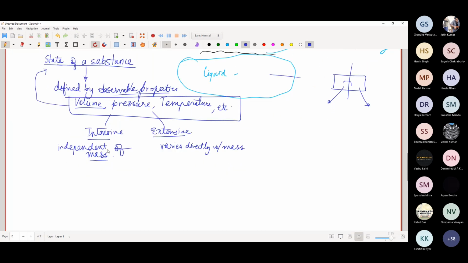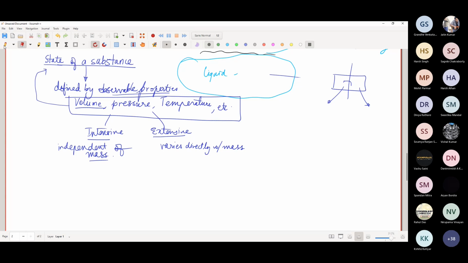Now, throughout our studies, you will also see a very popular trick. If you have an extensive property, so obviously mass is an extensive property. Why is mass an extensive property? Because mass obviously depends on mass. So how do you convert an extensive property into an intensive property? Divided by unit mass. Divided by volume, right? Well, the inverse is what is typically done.